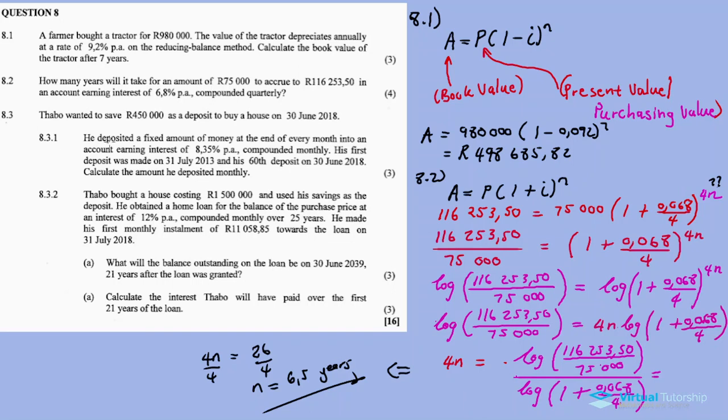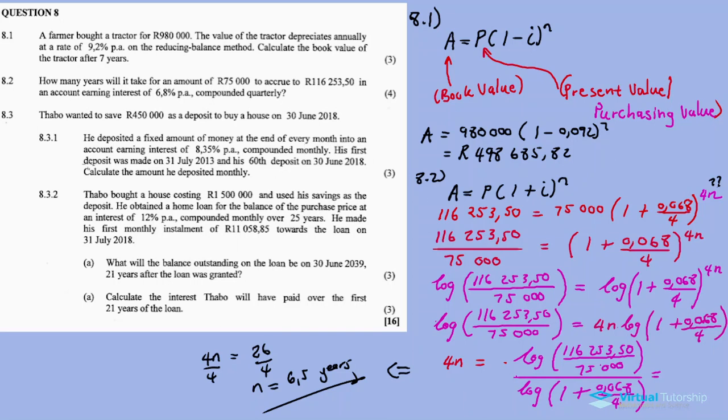8.3.1 Babuya Bathi deposited a fixed amount of money at the end of every month into an account earning interest of 8.35% per annum compounded monthly. So here we deal with annuities. So in this question, we use the formula for annuities.